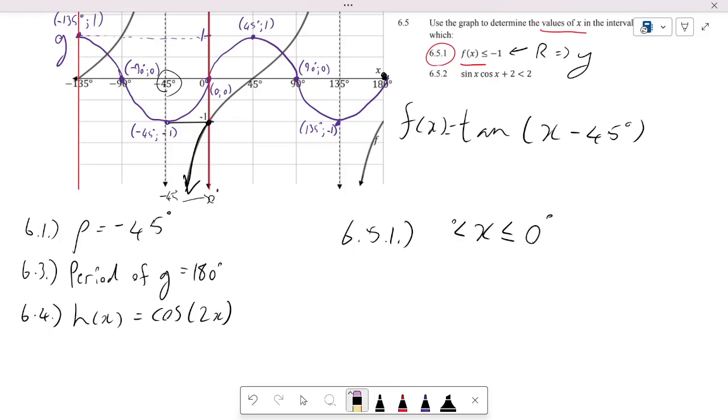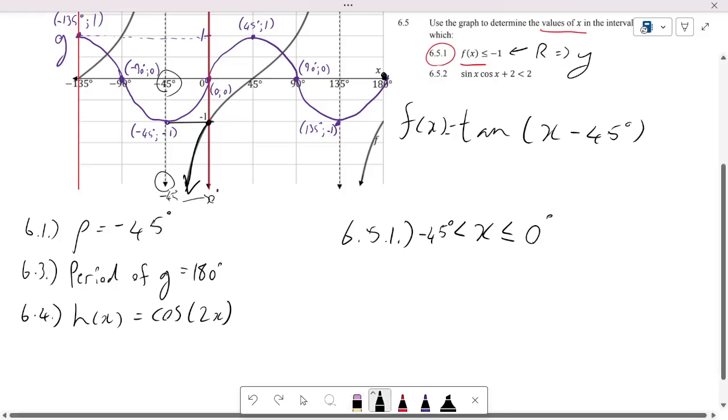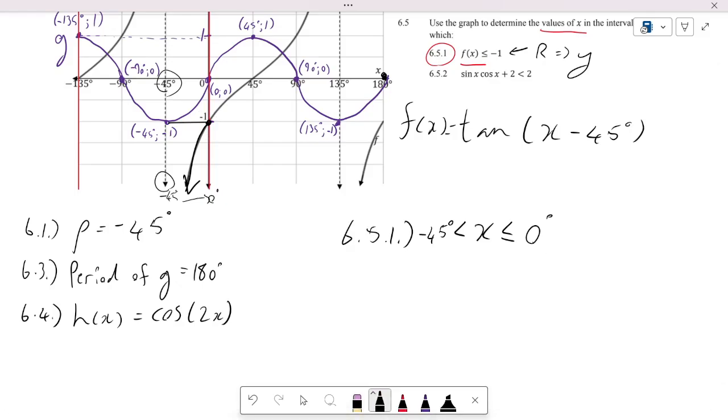And as you can see, this tan graph never touches -45 degrees, because remember, that is the asymptote. It will never touch the asymptote. That is why we don't include this inequality. And the reason why we're including this is because it says less than or equal to -1, and at -1, the value is 0. So that's why we include the 0 degrees. All right, now next one.